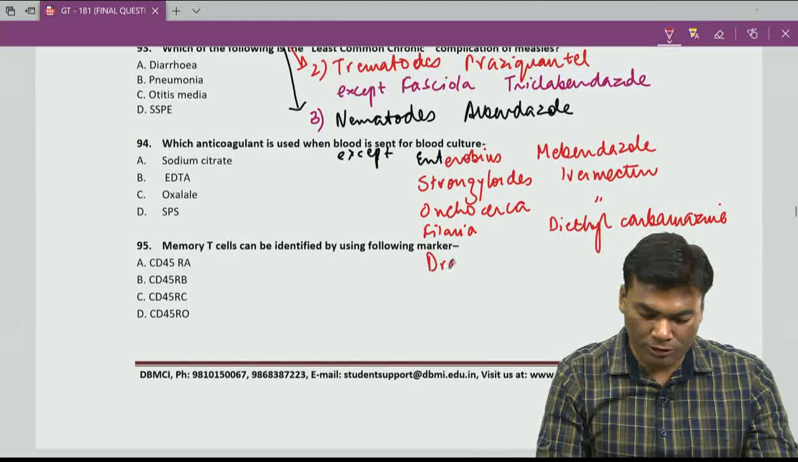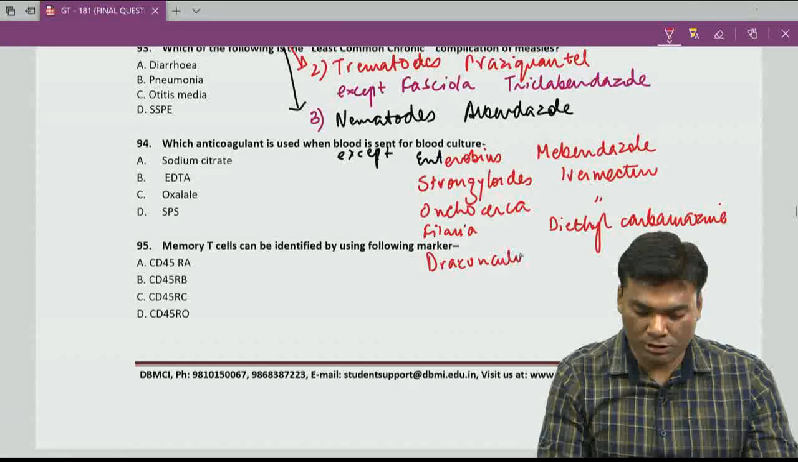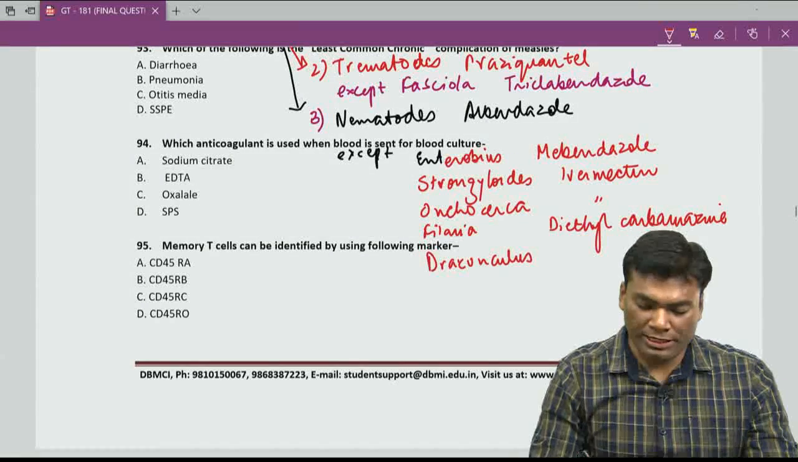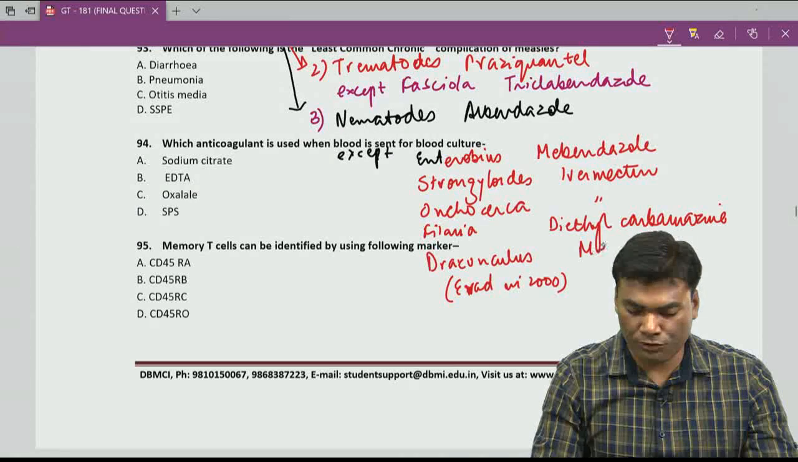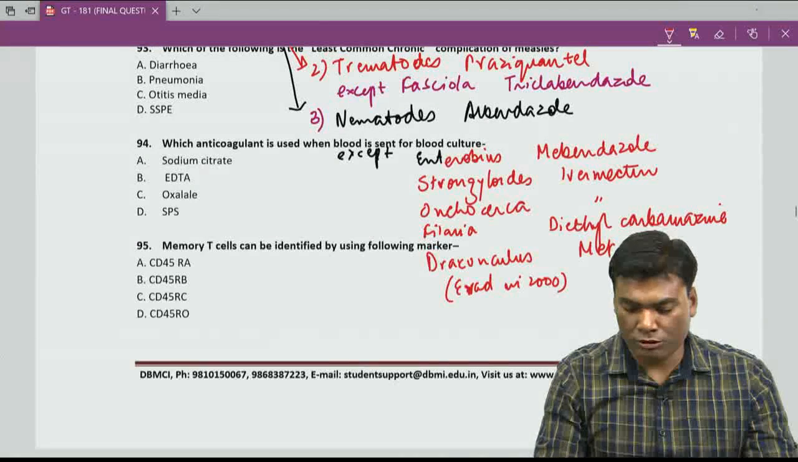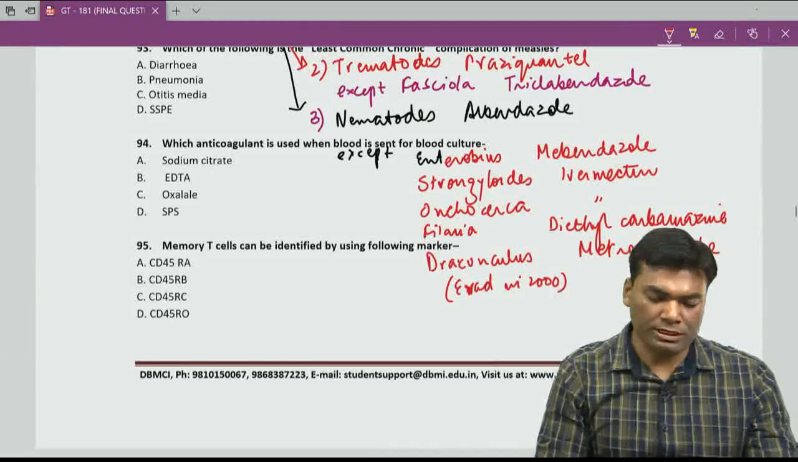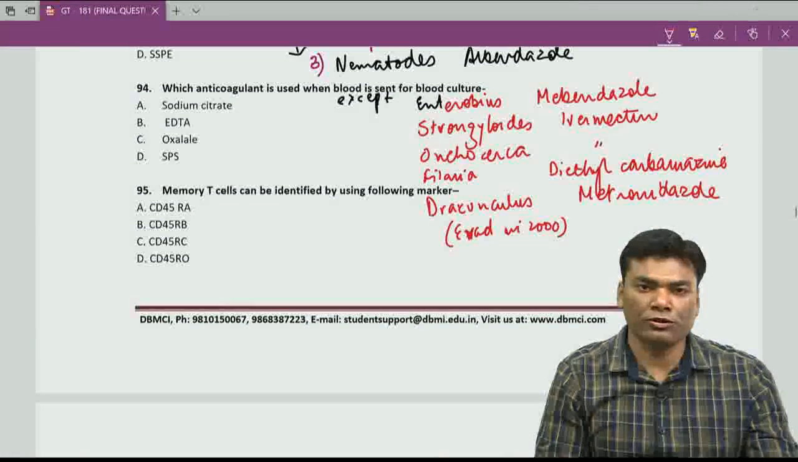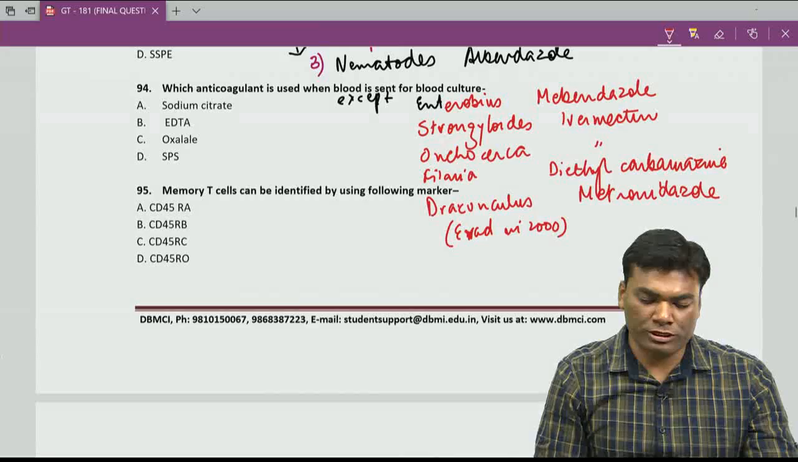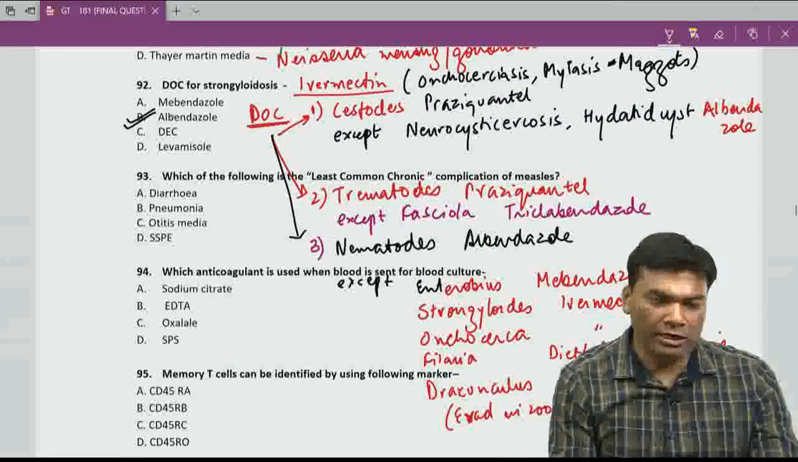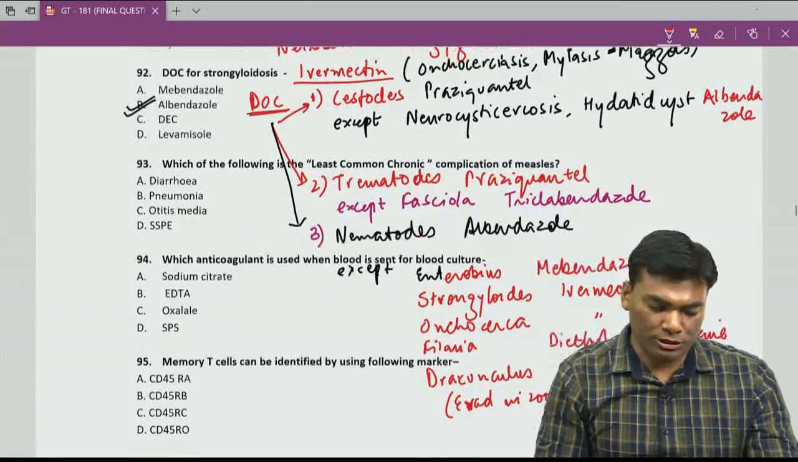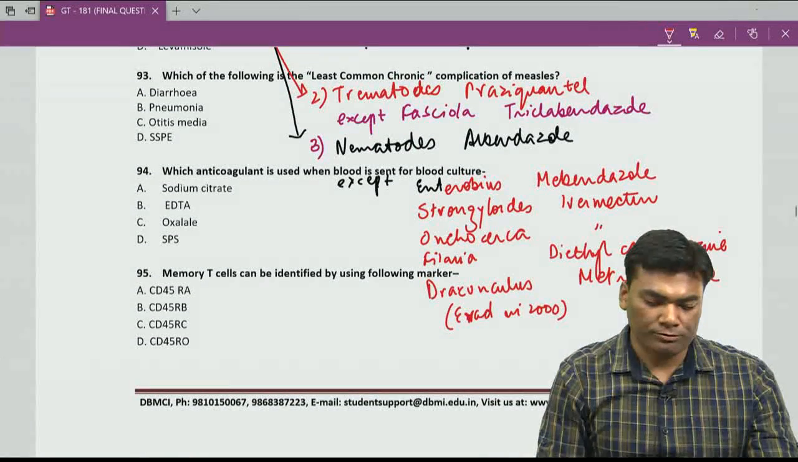And also for Dracunculus. Dracunculus is the guinea worm. It was eradicated in the year 2000 from India and Pakistan, right? But this is still in Africa. So for this we use metronidazole. So these are the certain exceptions in the treatment of nematodes, but the drug of choice is albendazole. So in this question we have to answer albendazole as the choice here, right?